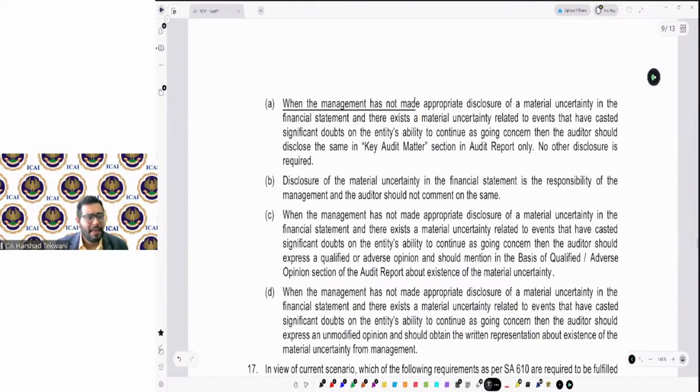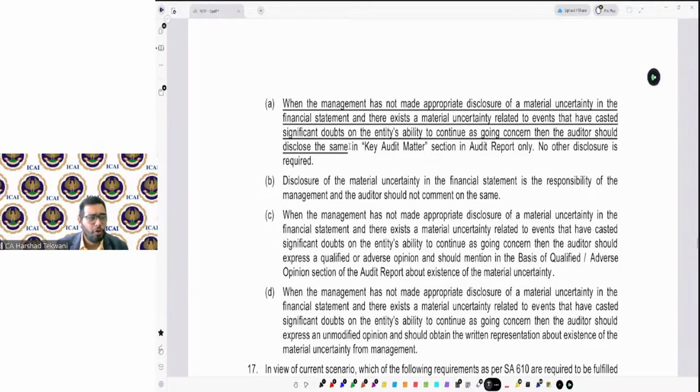Option A: when the management has not made appropriate disclosures of material uncertainty in the financial statement, and there exists a material uncertainty related to the events that have cast significant doubt on the entity's ability to continue as a going concern, then the auditor should disclose the same in the key audit matters section in the audit report only. No other disclosure is required. Disclosure of material uncertainty in the financial statement is the responsibility of management, and the auditor should not comment on the same.